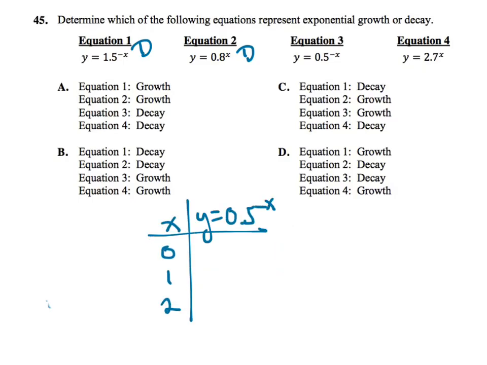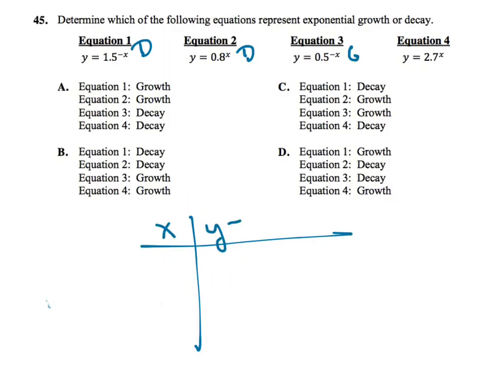All right, equation 3. Pick the same x's. I get a y of 0.5 to the power of 0, which is 1. Now I get a y of 0.5 to the power of negative 1, which is 1 over 0.5, which equals 2. All right, so now I'm growing. Okay, and equation 4. I can just think, oh, all right, I'm multiplying it by a number greater than 1 every time, right? So I know that that one's going to get larger, so that's growth as well.